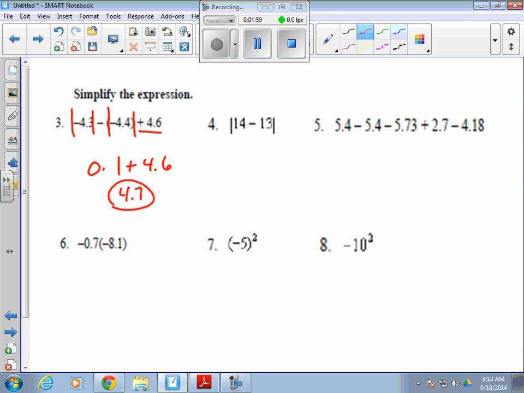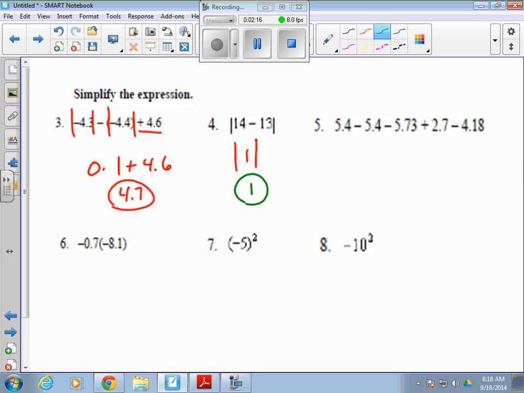Number 4 says the absolute value of 14 minus 13. Just do 14 minus 13 and you get 1. The absolute value, that means how far away is it from 0? It is 1 away from 0. Remember, that'll never be a negative number when you're talking about absolute values.